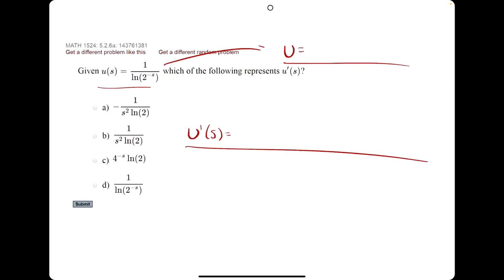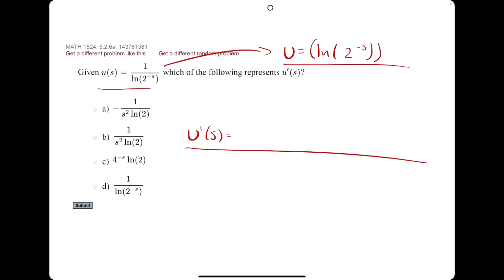In order to do so, it might help to rewrite u as ln of 2 to the negative s, all to the negative 1. So if we take care of the outside layer, we bring out the negative 1, we leave all the inside stuff the same, and we subtract 1 from the exponent to get negative 2.